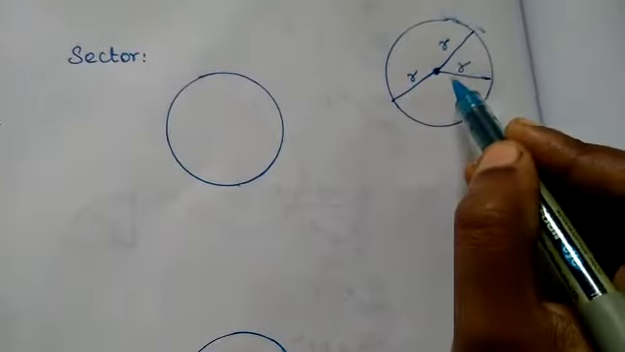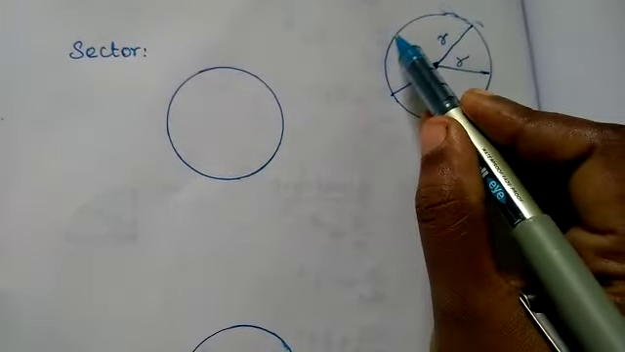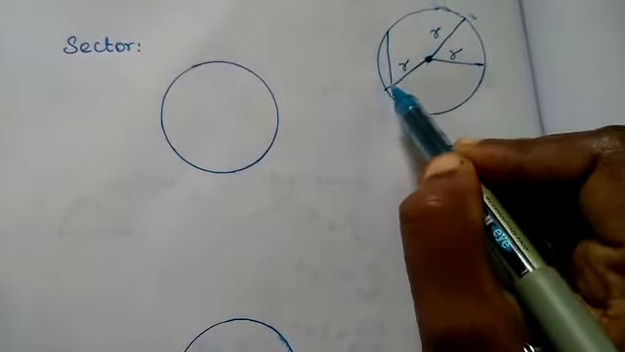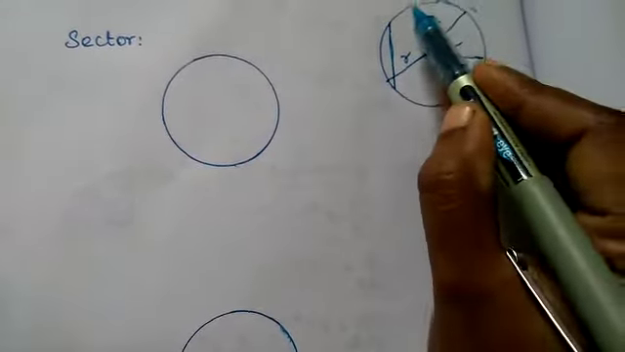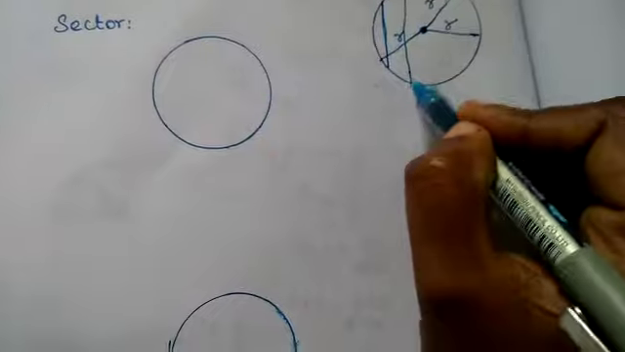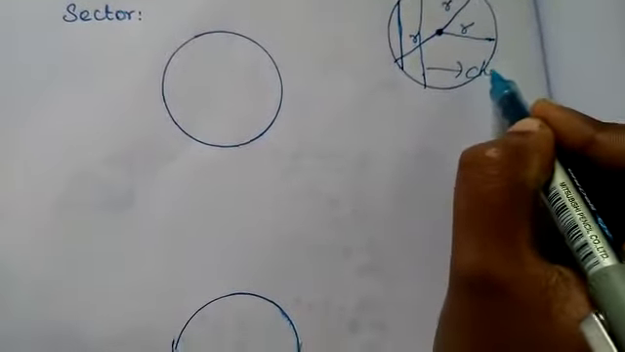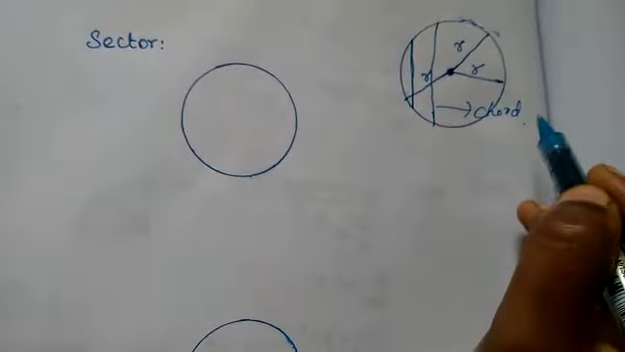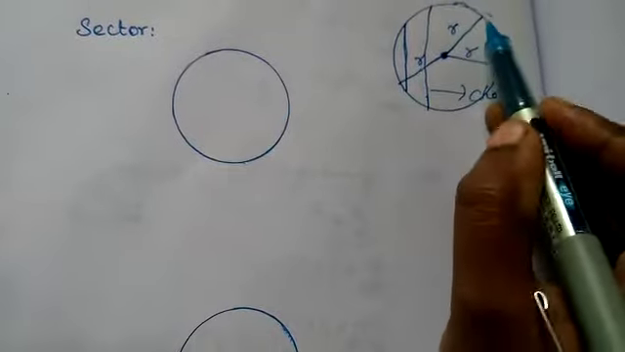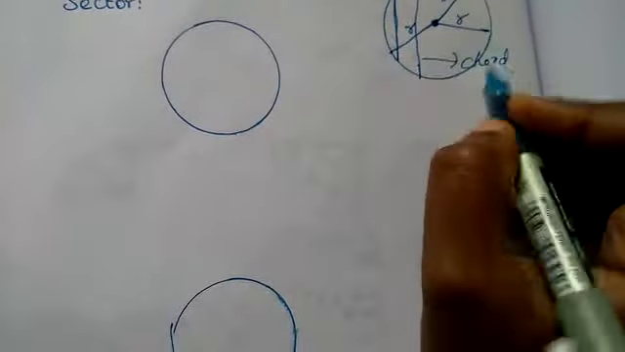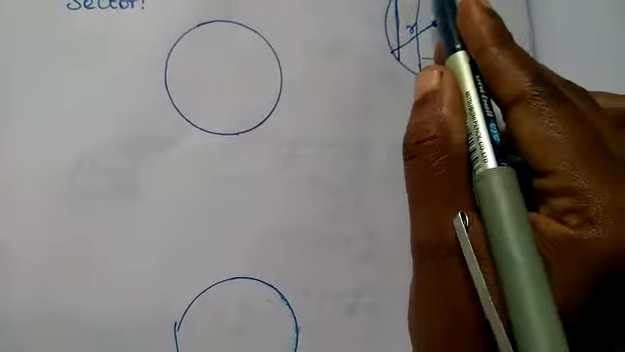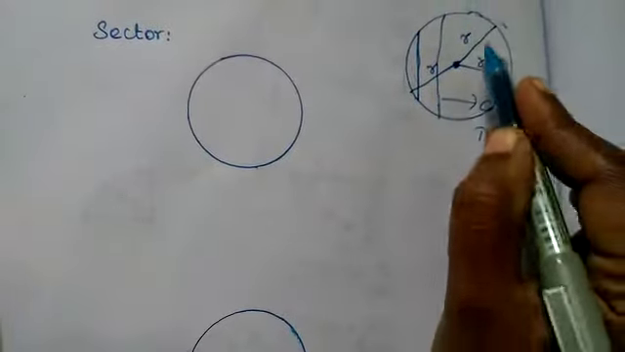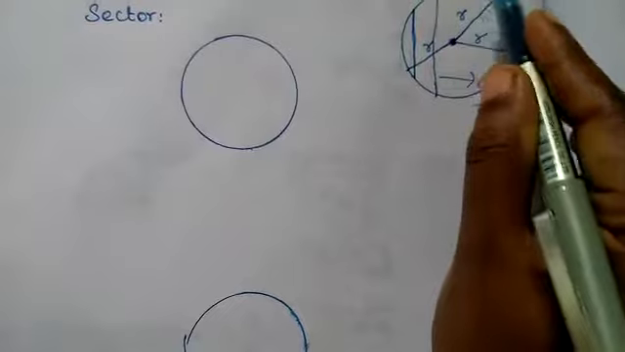What is meant by chord? The line segment joining any two points on the circle is called what? Chord. Did you understand? Now tell me, what is the formula for the area of a circle? Pi r square. The perimeter of a circle means the circumference of the outer surface, 2 pi r.